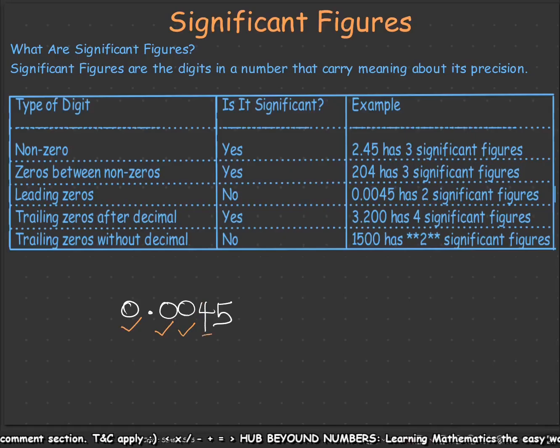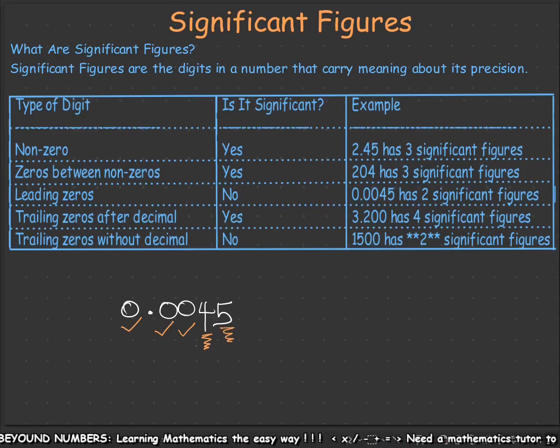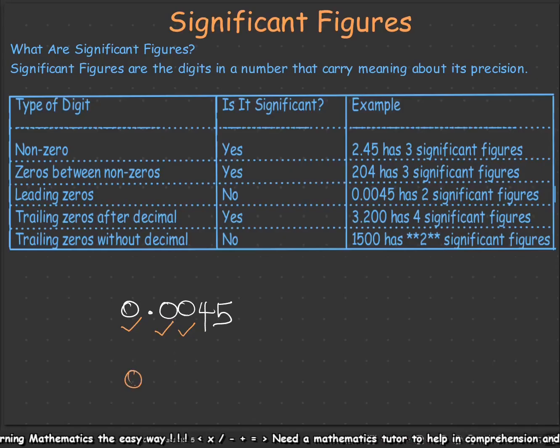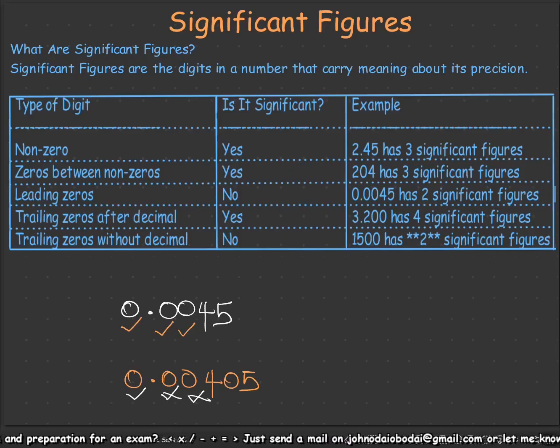On the other hand, this 4 here is a non-zero digit, hence it is significant. This one also is a non-zero digit, hence it is significant. Meanwhile, if we had 0.00405, this one now is going to have 3 significant figures. The reason being that this first one here is a leading zero, and a leading zero is not significant. This is also a leading zero. This is also a leading zero. Hence, they are all not significant.